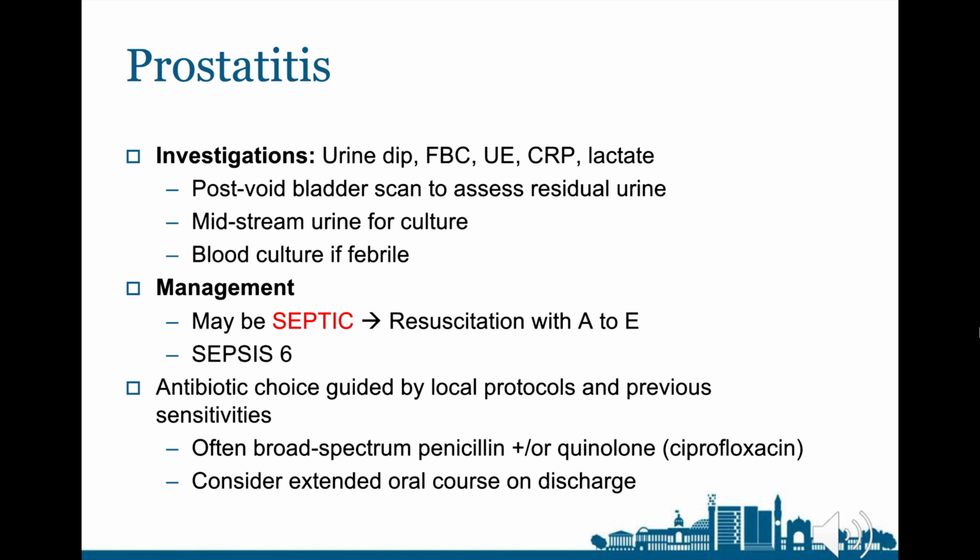Investigations should include a urine dip and urine culture, full blood count, urea and electrolytes, CRP, and a lactate as a marker of severity of infection. If the patient's febrile, then blood cultures should be taken in line with your sepsis 6 pathway. A bedside bladder scan should be performed after the patient has voided to assess whether they're retaining urine, in which case they should be catheterised.